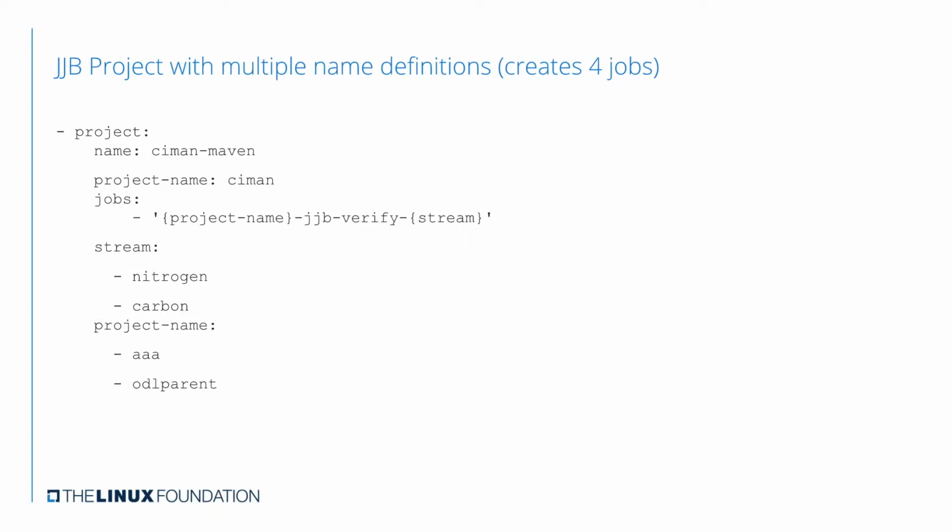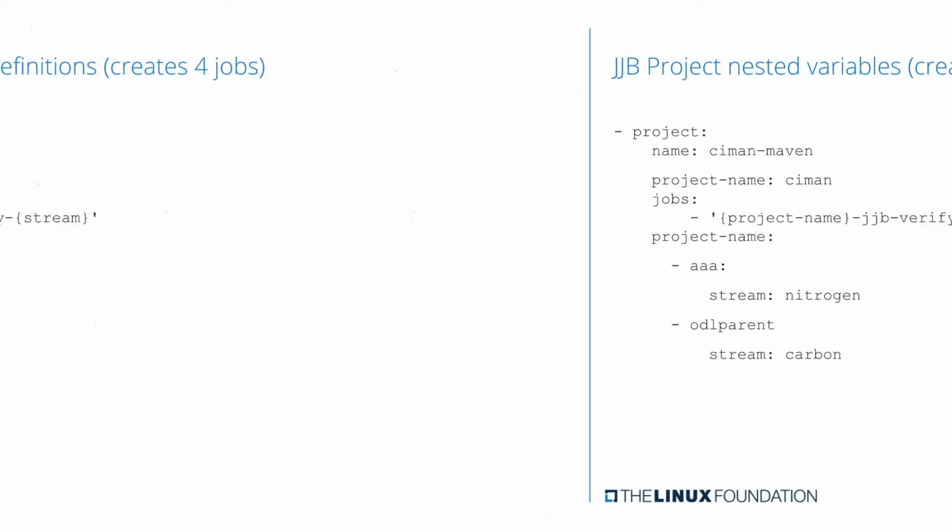And again, to illustrate what I was talking about by creating multiple jobs, right? This one's going to end up creating 4 different jobs. You'll end up with an AAA JJB verify nitrogen and AAA JJB verify carbon job, and similarly, you'll find the ODL nitrogen and carbon jobs here. So this basically is saying we're going to generate all these jobs. We're only going to define a couple pieces of information, and then they all end up exactly the same, except they have these other components in their name, which generally will end up driving other features of that job template itself.